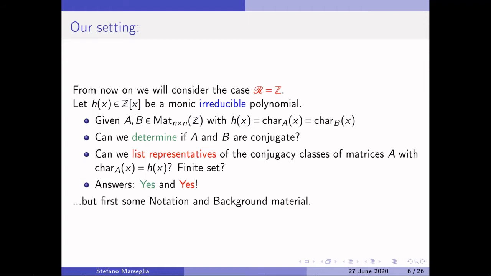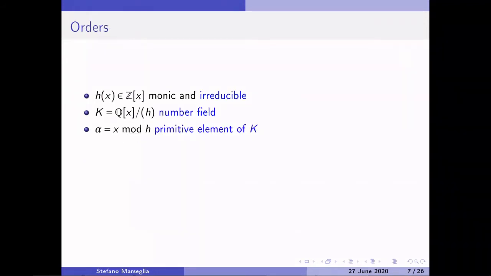But first, before getting there, I'm going to need to introduce some notation and some background material that maybe you're familiar with, but nevertheless, let's go. As before, H is going to be a monic irreducible polynomial with integer coefficients. I'm going to denote by K the number field defined by this polynomial H, that is, polynomials over Q modulo the ideal generated by H. I'm going to denote by alpha throughout this talk the class of X modulo this polynomial. This is going to be a root of the polynomial, but I don't want to think of this root as embedded inside, let's say, the complex numbers. It's going to be just an algebraic element.